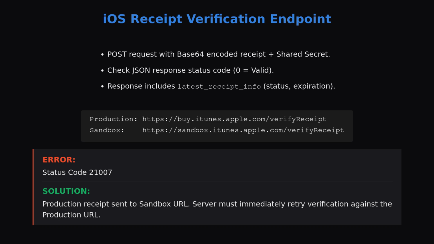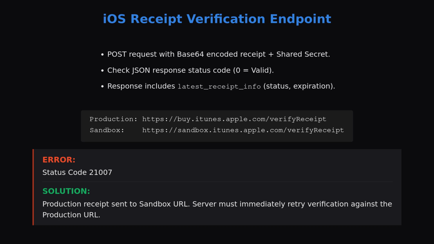Use the production URL https://buy.itunes.apple.com/verifyReceipt for live transactions, and the sandbox URL https://sandbox.itunes.apple.com/verifyReceipt, strictly for testing. The server must parse the JSON response and check the status code. A status code of 0 indicates a valid receipt.